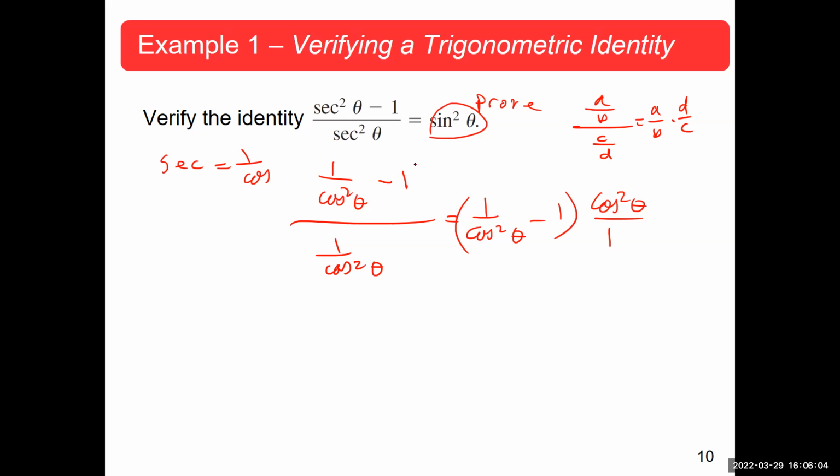Okay. Now, distribute to the inside. You get cosine square theta over cosine square theta minus cosine square theta, just by moving this to the inside. Now, what's this equal to? 1 minus cosine square theta. Now, Maria, what do you know about 1 minus cosine square theta?